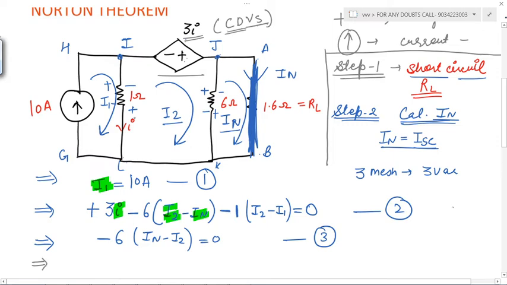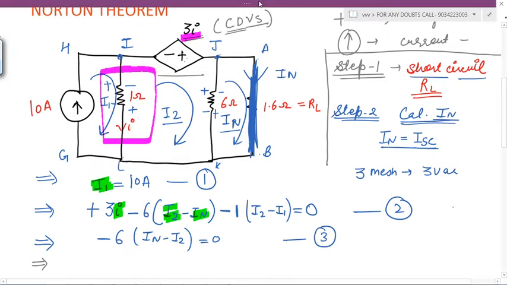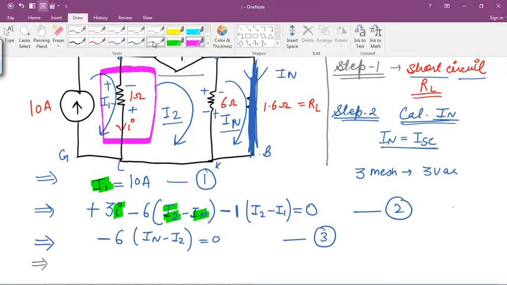What is the fourth equation? The fourth equation can be made from this. Always remember, whatever the value of the dependent source is, like here 3I is given, this I is always mentioned somewhere else. In this case, this I is mentioned here: that I is the current flowing from I to L. So always make the equation from this dependent source value. Now we'll make this equation.